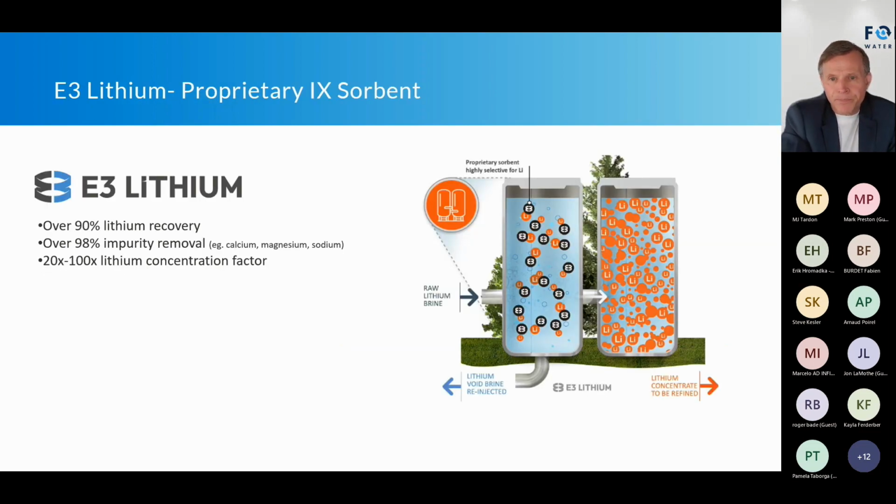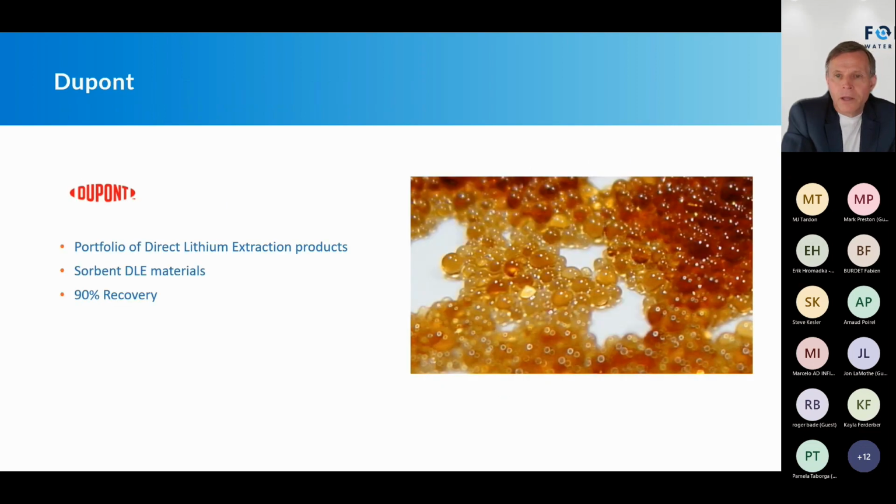E3 Lithium out of Canada has a proprietary material. I don't know if they're selling their sorbent yet, but maybe later on. They've got a lot of data on that. And again, they're using an ion exchange, but it's proprietary. So I apologize, I don't have a lot of information on that.